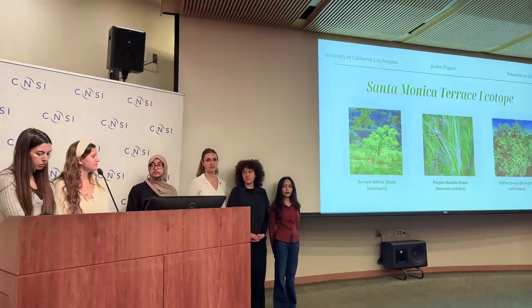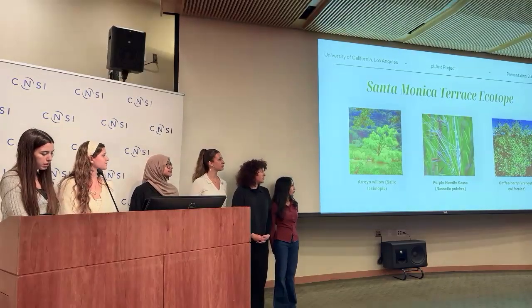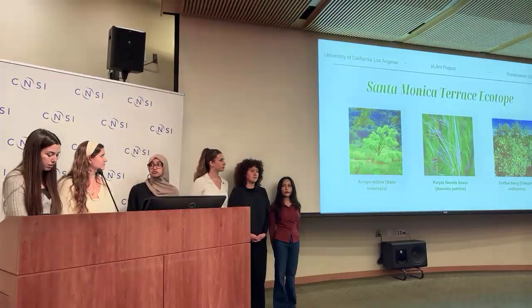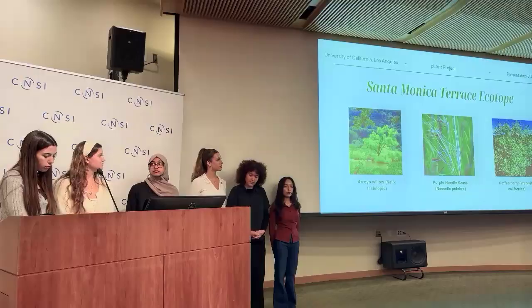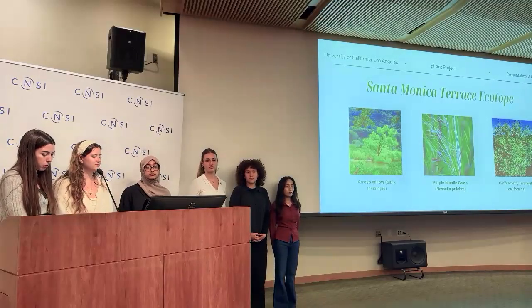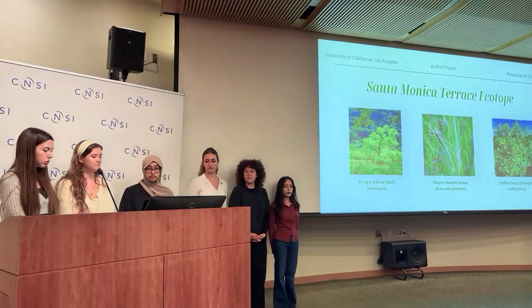So here are a few examples of recommendations for two specific ecotopes. The first one is Santa Monica Terrace, and a good tree for the Santa Monica Terrace is the Arroyo Willow, which is suitable for the elevation and the landform present. Another recommendation is purple needlegrass, which is California's state grass. Its deep roots are good for erosion control, making it suitable for this ecotope.